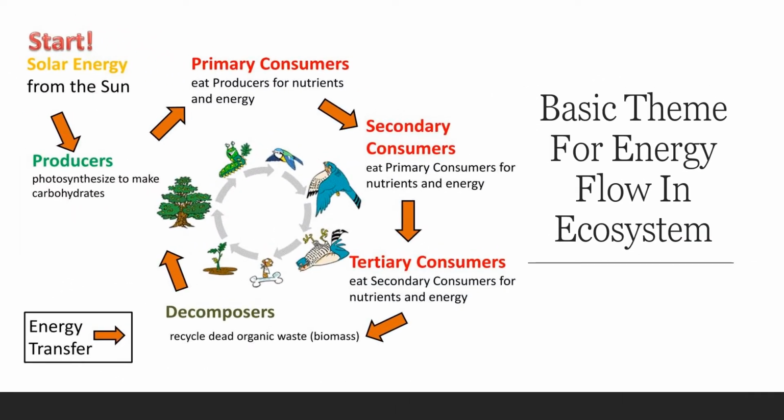So here we have a basic theme for energy flow in an ecosystem. There is a one-way energy flow in the ecosystem during photosynthesis. Plants convert energy from sunlight to chemical energy, which is used by plants and other organisms to do work and is eventually lost from the ecosystem as heat. So energy starts from the solar energy from the sun. It goes to the producer, then the primary consumer, secondary consumer, tertiary consumer, decomposer, and then the cycle starts again.